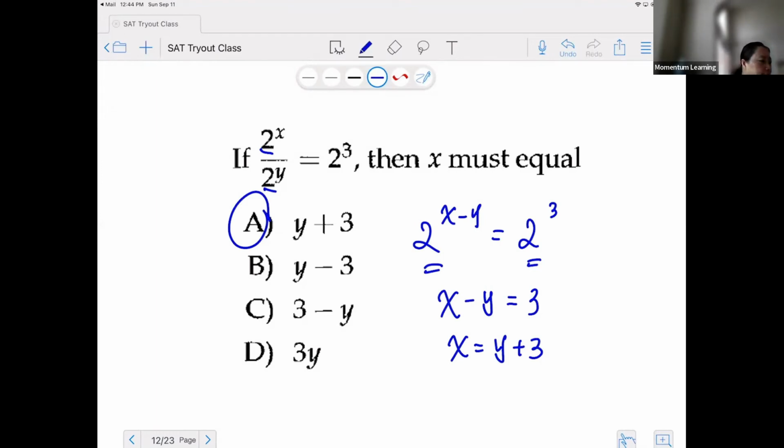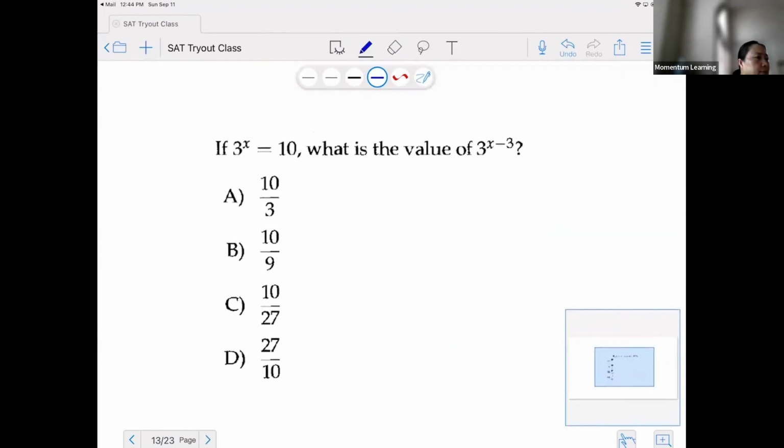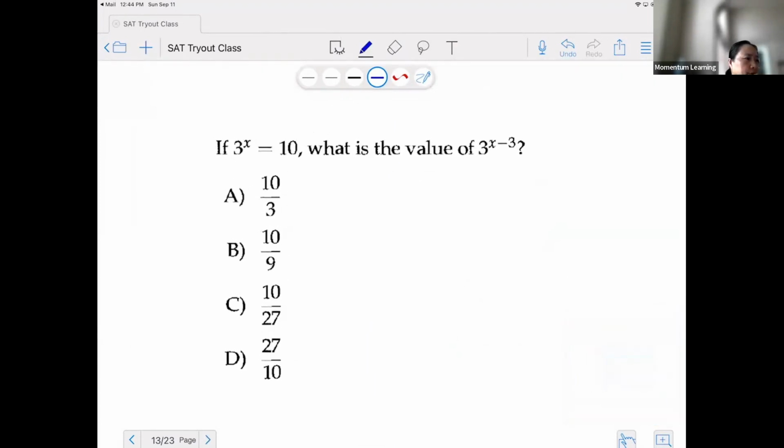Okay, so let's do one more. If 3 to the power x equals 10, what is the value of 3 to the power x minus 3?